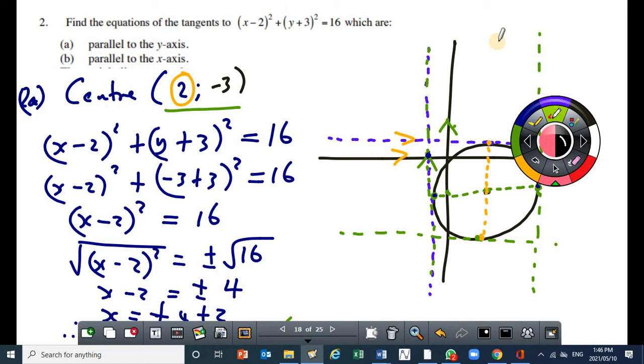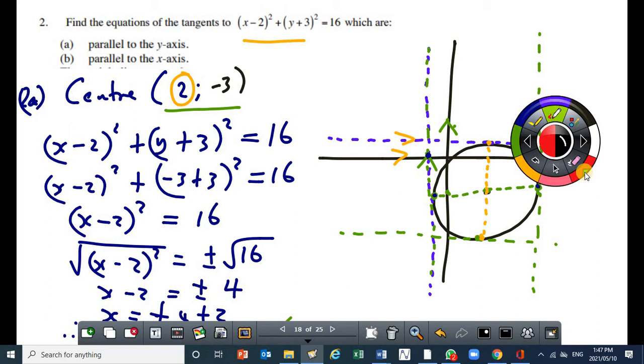Okay, so in this question here, I took the question from the Mind Action series. The question says, find the equation of tangents to a circle with that equation. So the equation of the circle is that one there. You need to find the equations of tangents to the circle which are parallel to the y-axis.